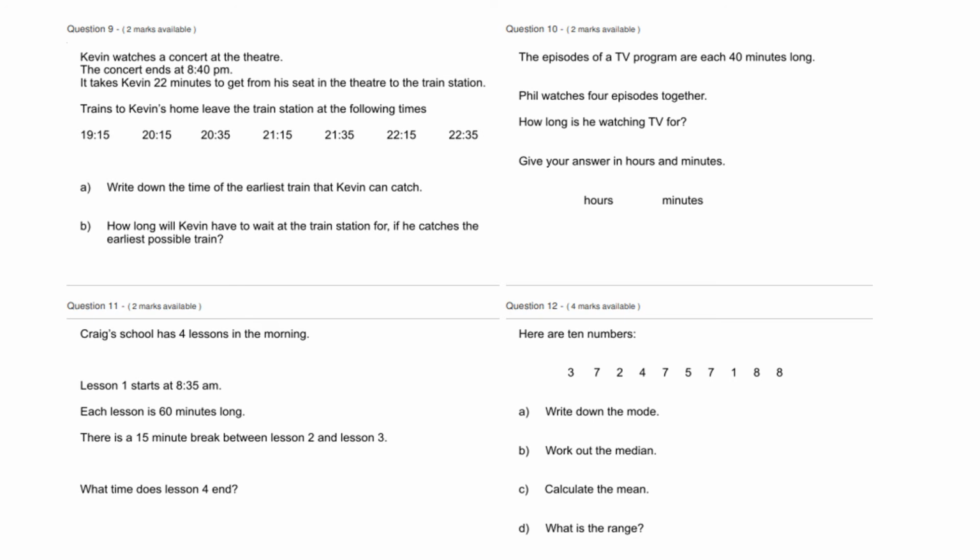On these questions here, you just got to read it carefully. So Kevin watches a concert at the theatre. It ends at 8:40 and it takes him 22 minutes to get from there to the train station. So what you want to do is you want to add on 22 minutes to 8:40. Remember that's only 20 minutes till 9 o'clock, so till 9 p.m. So be careful with that.